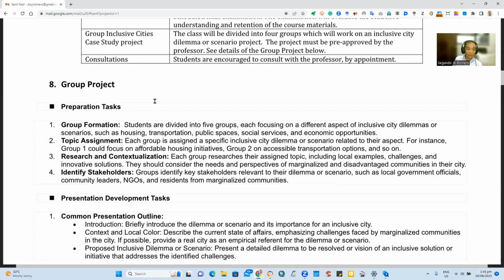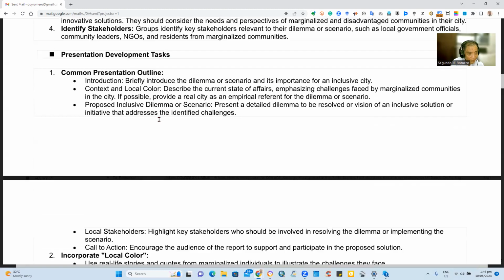Research and contextualization. Each group researches their assigned topic, including local examples, challenges, and innovative solutions. They should consider the needs and perspectives of marginalized and disadvantaged communities in their city. It is important to do number 4, identify stakeholders. Groups identify key stakeholders relevant to their dilemma or scenario, such as local government officials, community leaders, NGOs, and residents from marginalized communities. There's nothing to prevent you from going out there and interviewing some of these people. So that is your preparation tasks.